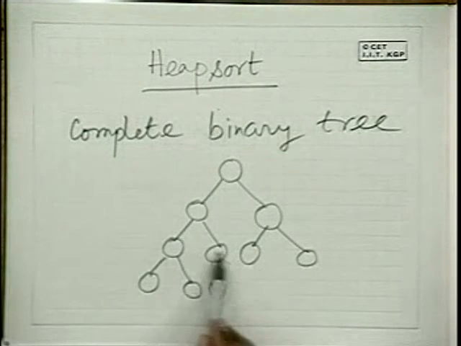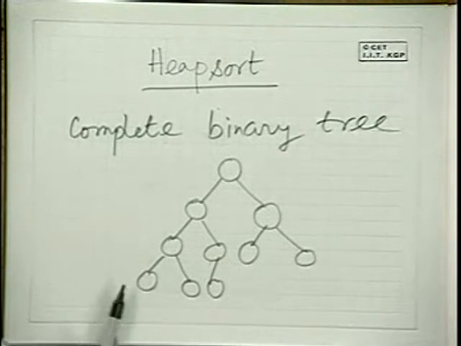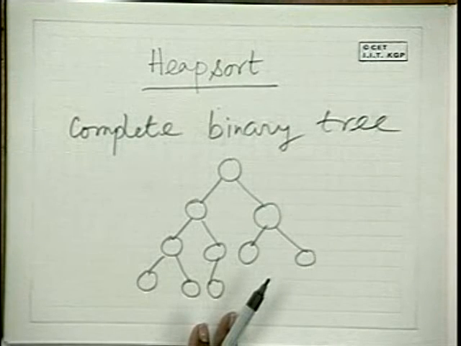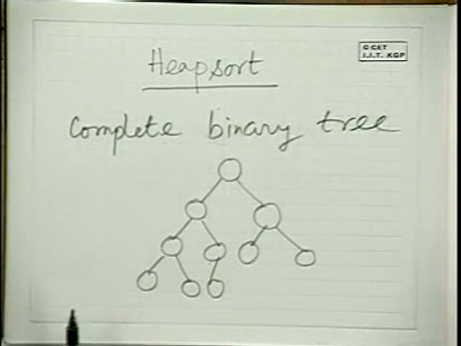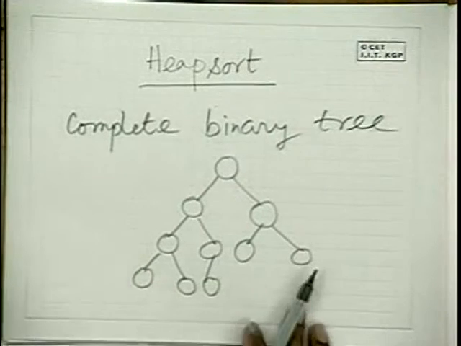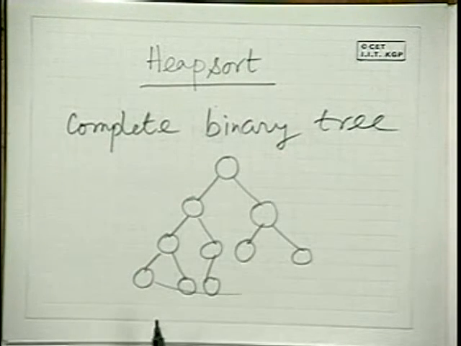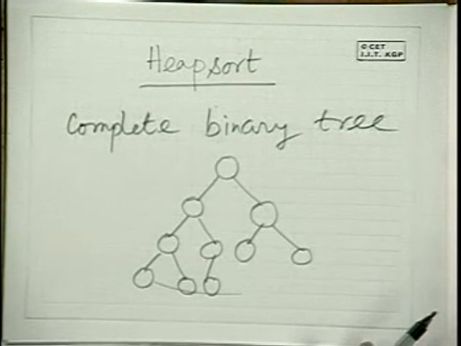So every level is full except the last level, which should be complete from left to right. That's the basic constraint on the data structure on which heap sort works. So first, why did we choose this structure? We'll see how to embed this tree structure in an array. If we have this property, we can embed implicitly, we can keep this entire tree in an array. So let's see how.